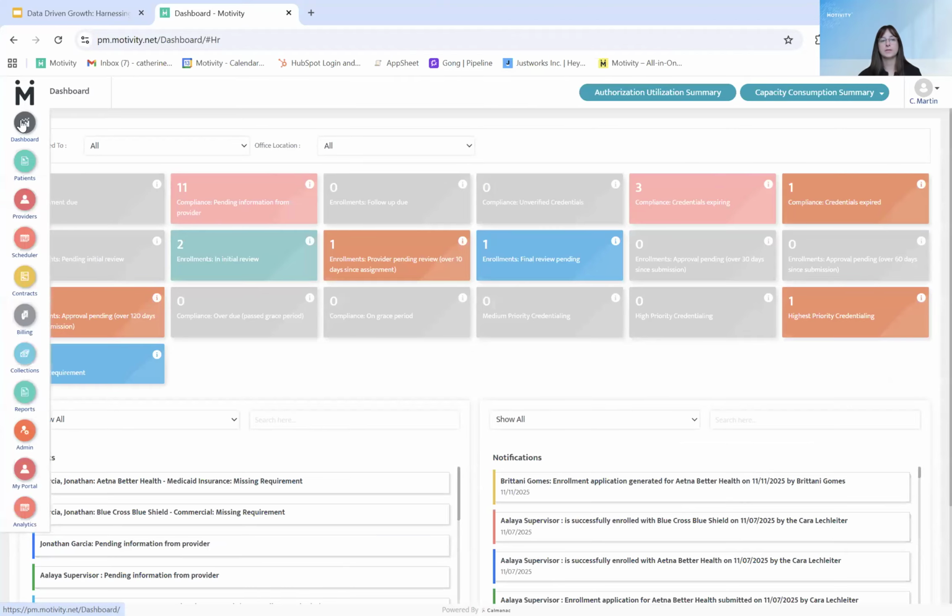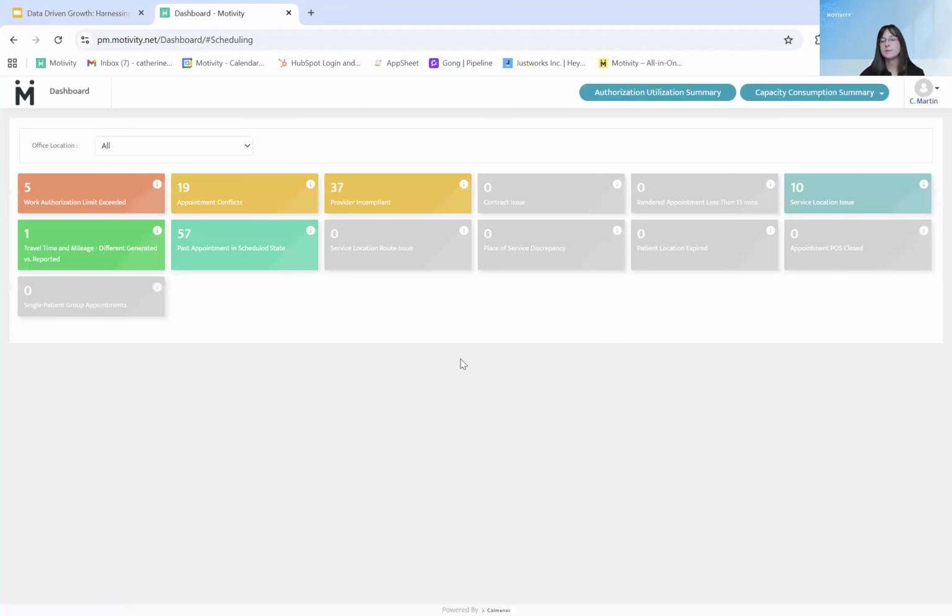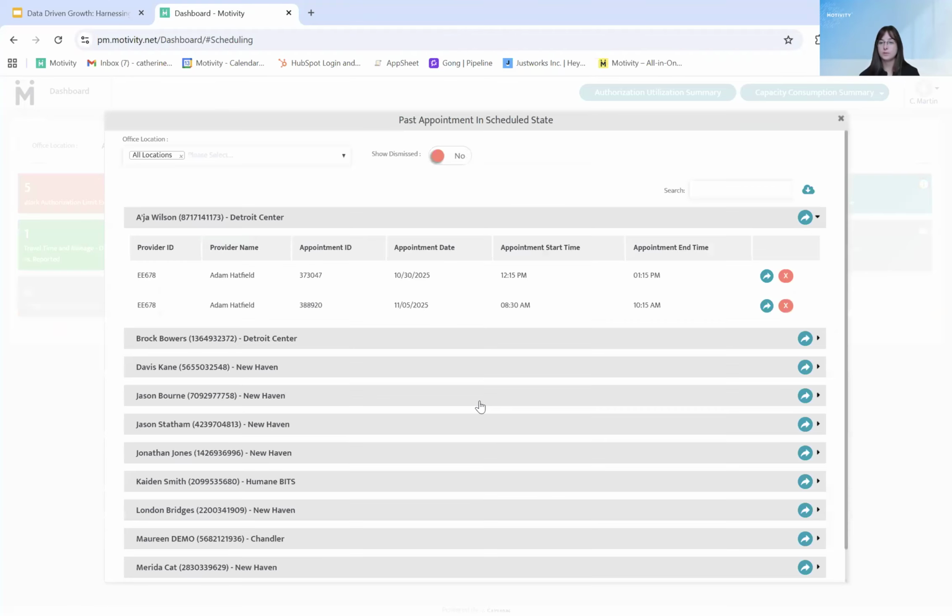One of my favorite alerts on the system is found within our scheduling alert. We hear this time and time again, having problems in other systems where you might get a denial due to duplicate claim submission or having trouble with your technicians completing session notes. Right here, you can quickly see how many appointments are in those past scheduled states. Is it an appointment that needs to be canceled? Is it an appointment that needs to get rendered? And same thing as we saw before, I can actually take action on these alerts in the moment.